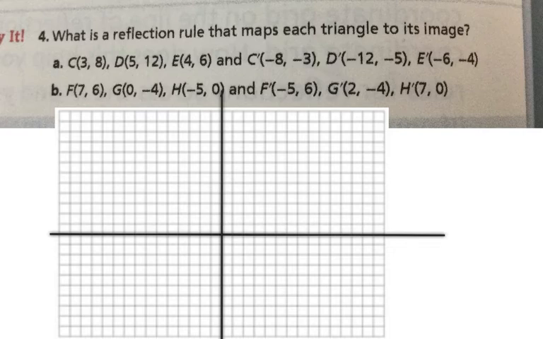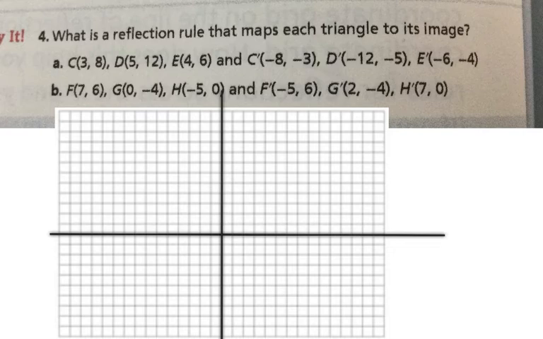So C prime is at -8, -3. So I'm going left 8: 5, 6, 7, 8. I'm going down 3: 1, 2, 3. Okay, so right here is my point C prime. D prime is at -12, -5. Going left 12, then down 5. Okay, forget about it. This is D prime.